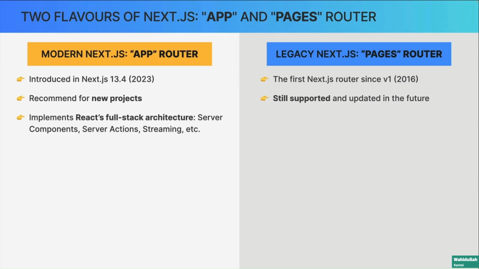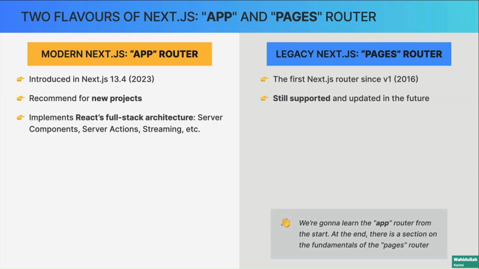But despite that, in this part 5 of the course, we're going to learn the app router from the very beginning. And then at the end of part 5, there's also a section where you're quickly going to learn just the very fundamentals of the pages router if you want, in case you ever need to work on an older Next.js project. But anyway, while this pages router is a bit more simple and easier to learn, it comes with its drawbacks, which is the whole reason why the app router was implemented.